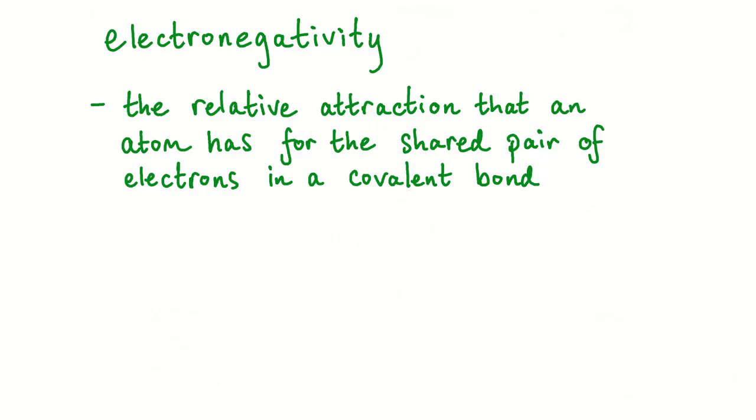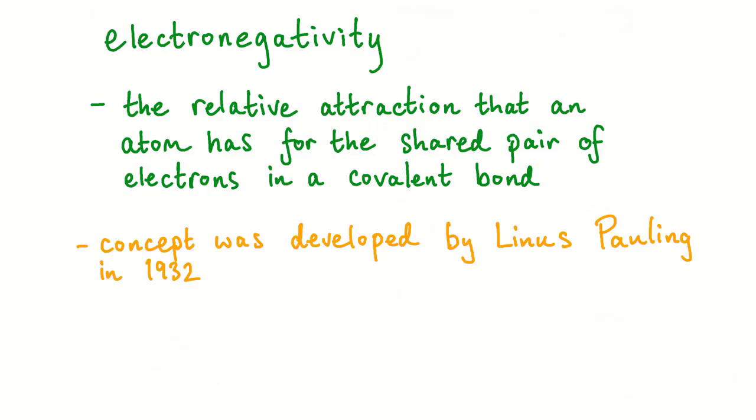Electronegativity is now defined as the relative attraction that an atom has for the shared pair of electrons in a covalent bond. This concept was developed using a scale by the American scientist Linus Pauling in 1932. Linus Pauling called electronegativity the power of an atom in a molecule to attract electrons to itself.